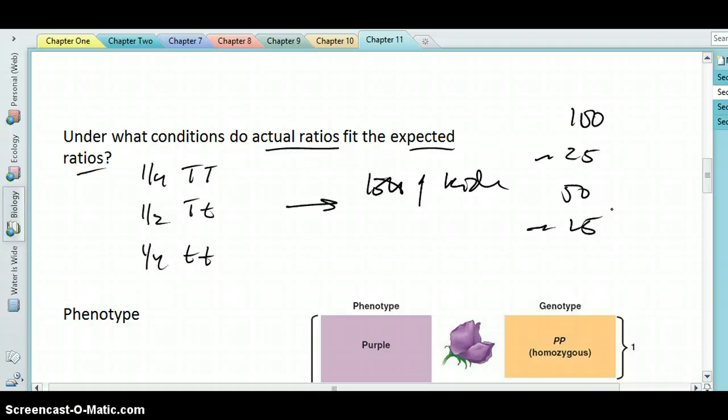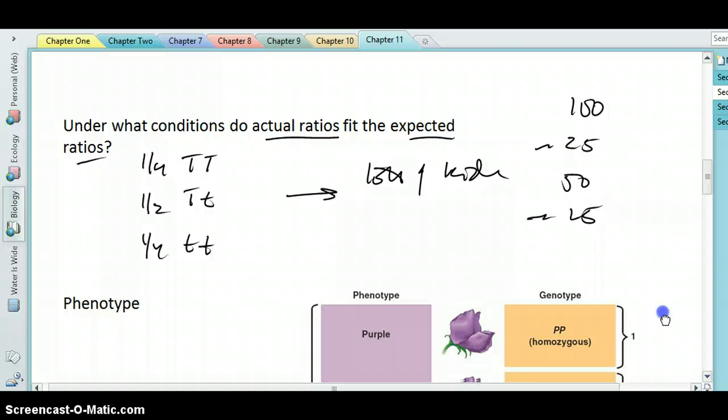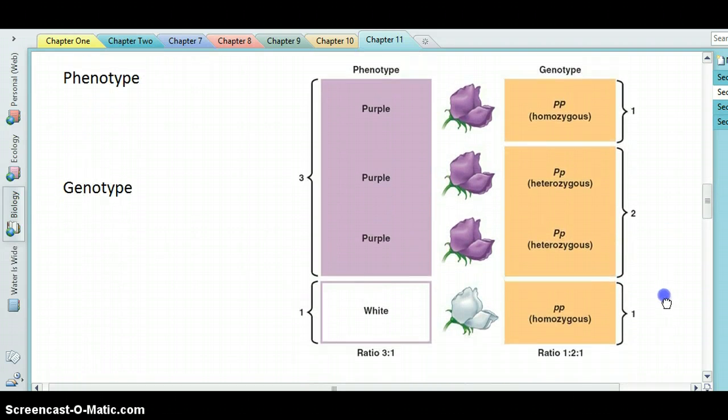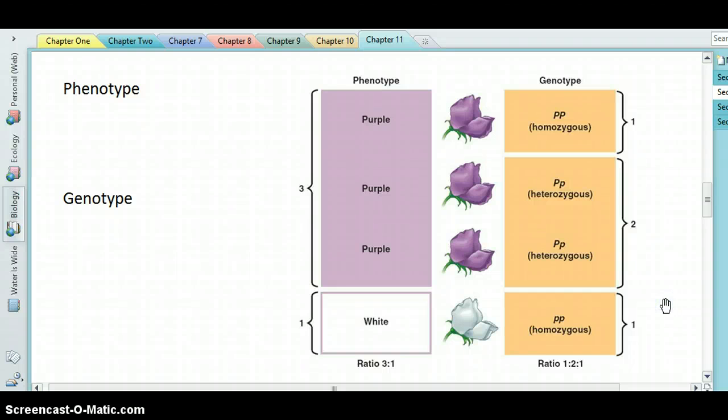Does that make sense? Again, the more offspring you have, the more likely the actual ratios, the actual numbers will fit what you expect. All right, phenotype and genotype. So the phenotype is essentially the expression of the genes, or how something looks. So when we look at the pea plants and the flowers, the phenotypes are purple and white, how they look. The genotype is the combination of genes that gives you a particular phenotype.